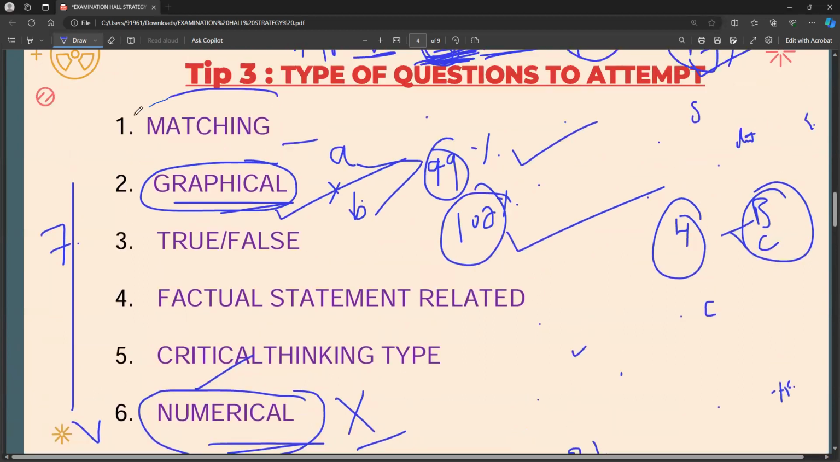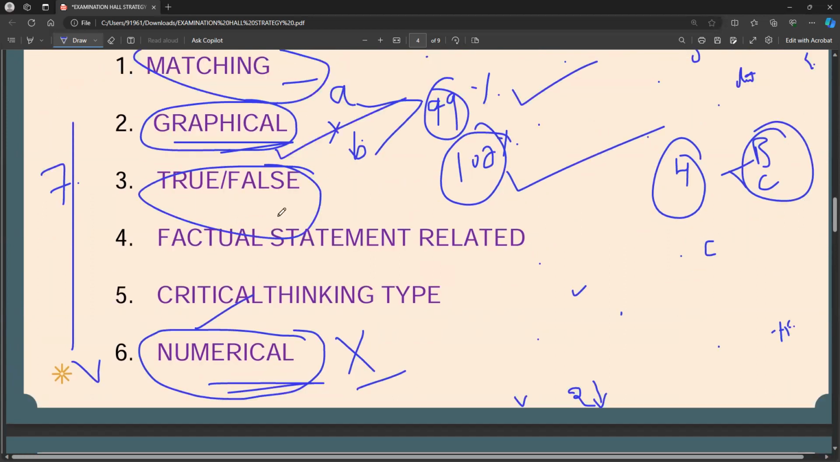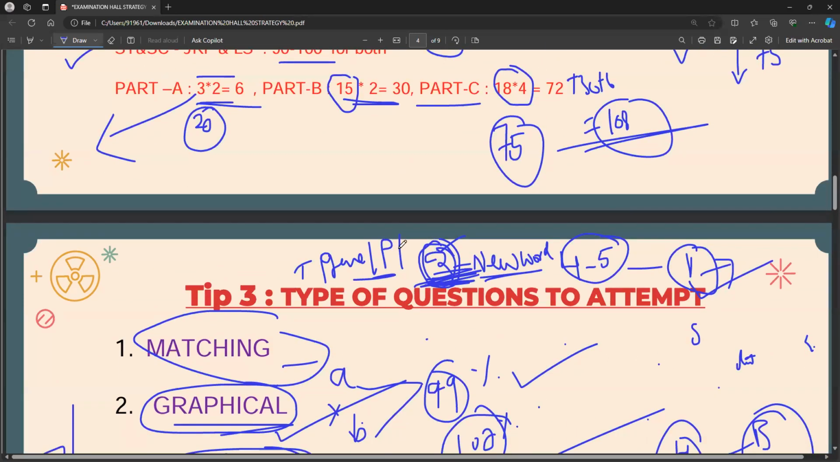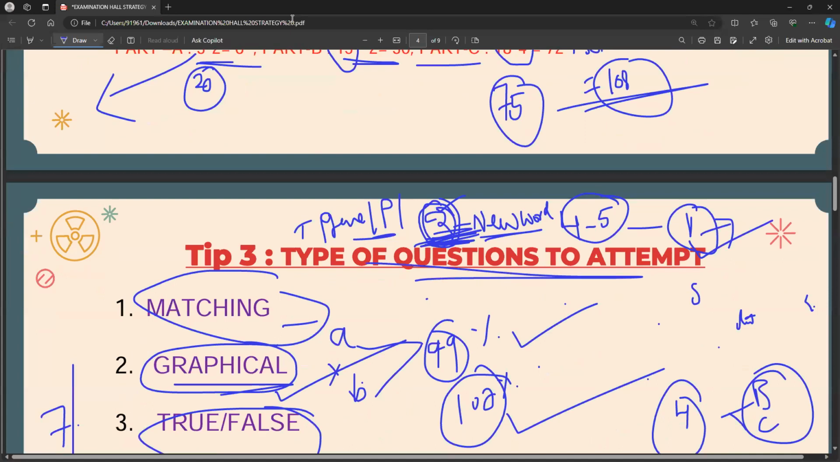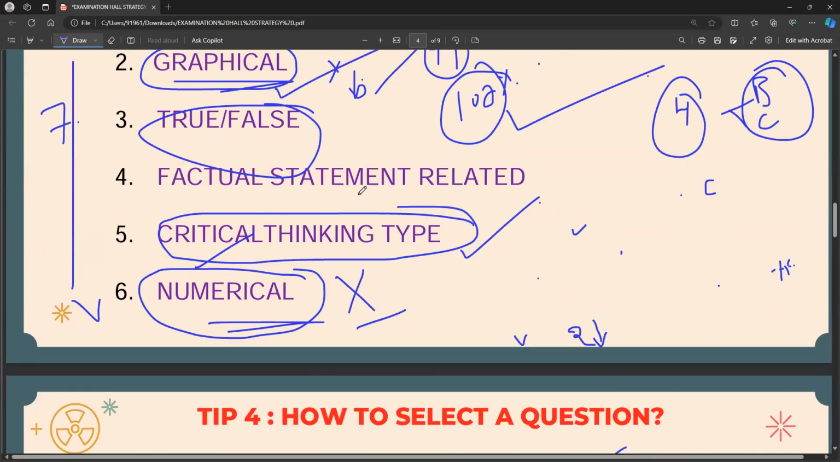Put your efforts into strengthening your areas. You are good in true false statements, you are extremely good in understanding analytical questions, you are extremely good in understanding experiment-based questions. Then choose that and put your effort on that. So you remember what type of questions to attempt. These are the levels and ways of questions that are coming.